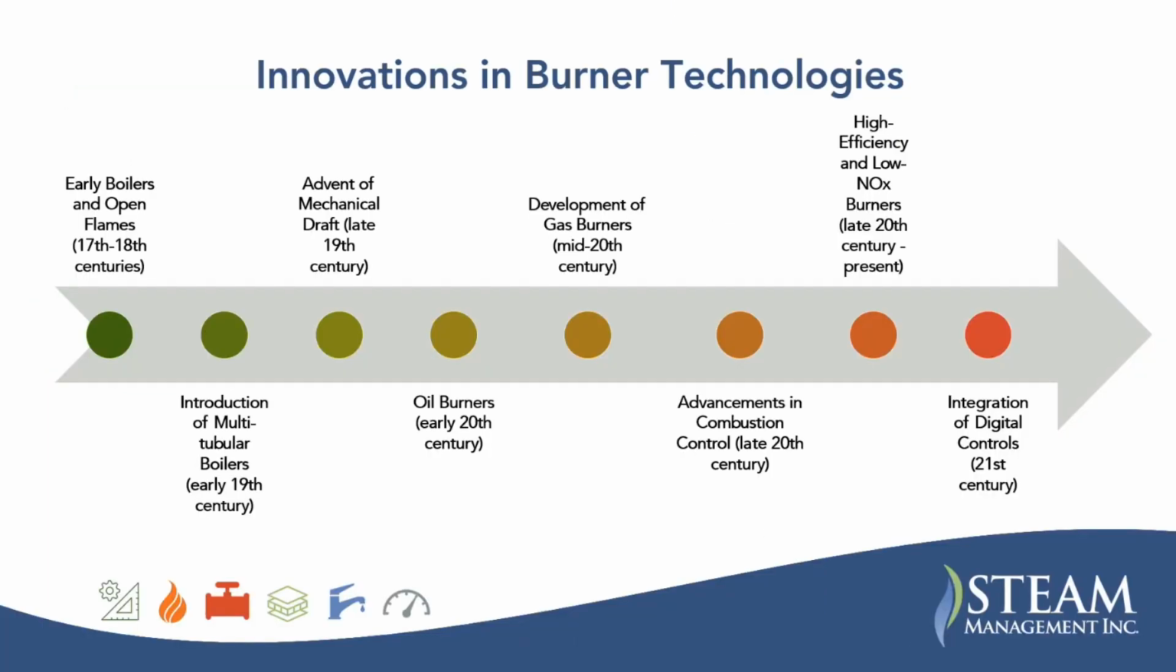The next section, we'll talk about innovations in burner technology. This is a timeline of boiler development, starting in the 17th, 18th century with just open flame boilers, moving into multi-tubular boilers in the 19th century. Then you start getting mechanical drafts, oil burners are developed, gas burners in the mid 20th century. Then you start getting real advancements in combustion control and low NOx technologies, and now it's continuing to evolve with the integration of digital controls.